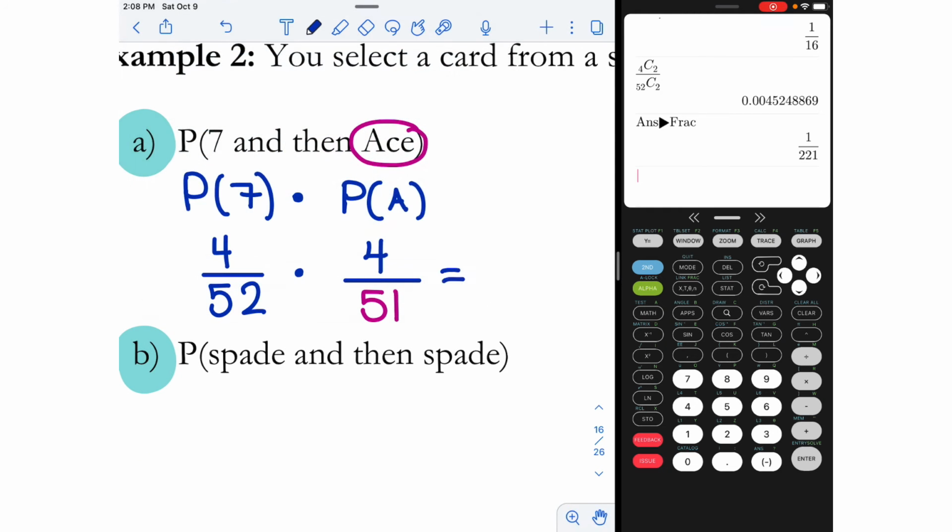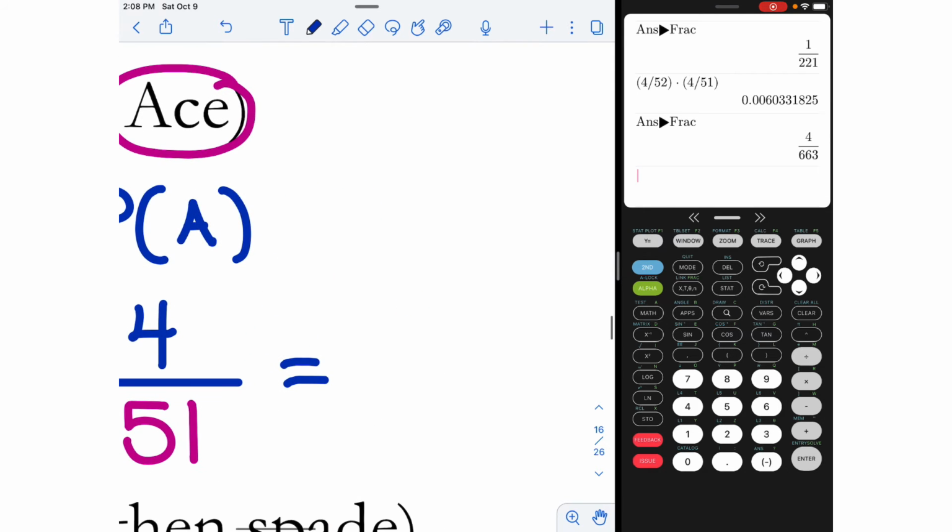And so now let's find this probability. So 4 out of 52 is the probability that I get a 7. Times the probability that I get an ace. Well, there's 4 aces left in the deck, but there's only 51 cards left in the deck. And so that is 4 out of 663.